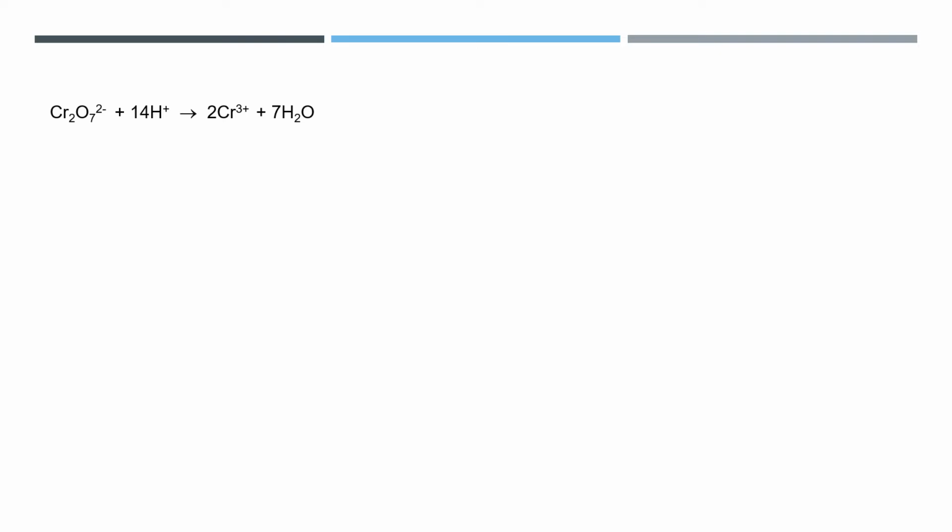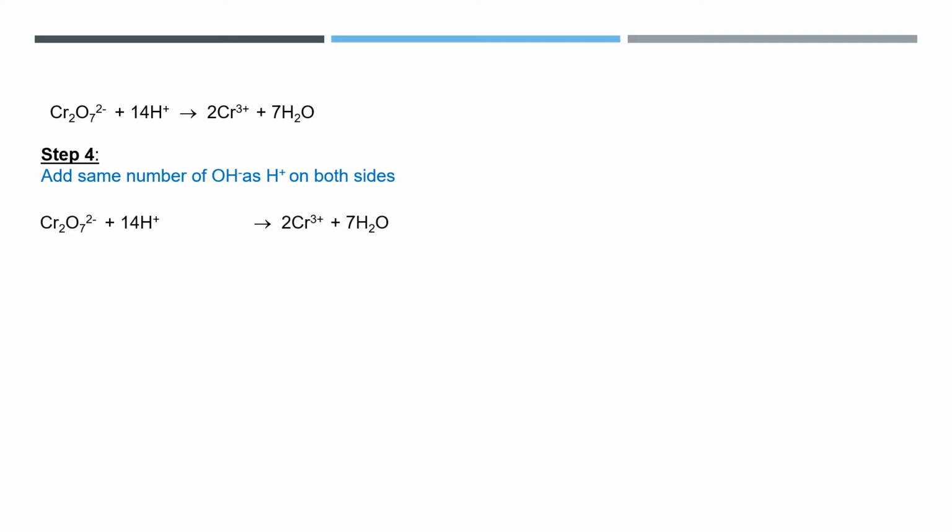Once you have 14H plus, you are going to move to the next step by adding the hydroxide ion. Add the same number of hydroxide ions as hydrogen ions on both sides of the equation. So you have 14H plus on the reactant side. We will be adding 14OH minus on the reactant as well as 14OH minus on the product side.